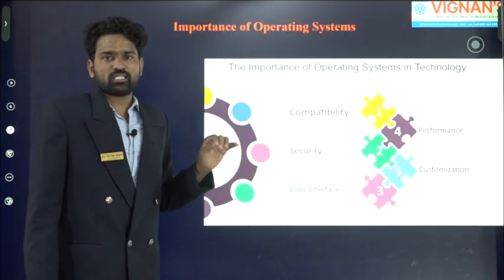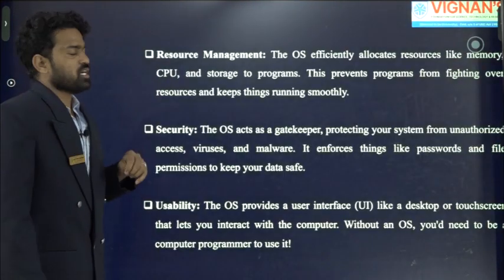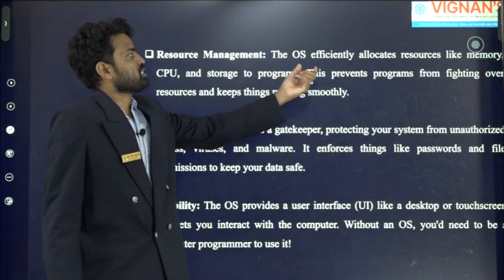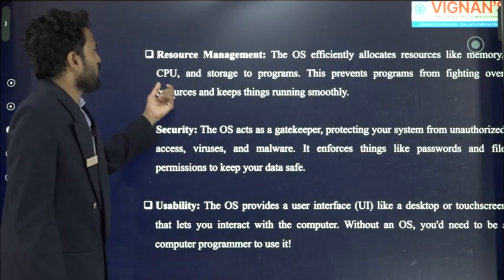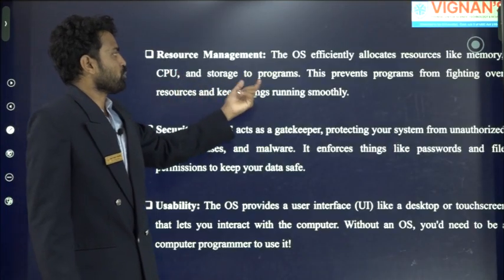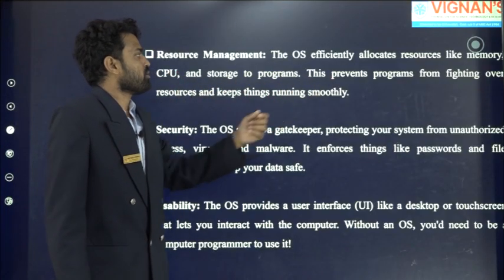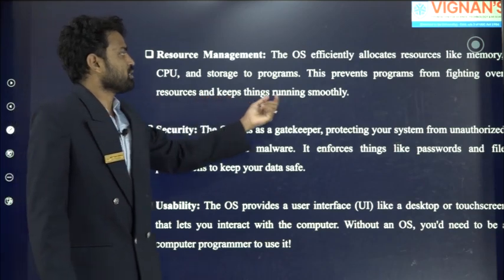Now what is the importance of operating system? First one is resource management. The OS efficiently allocates resources like memory, CPU and storage to programs. This prevents programs from fighting over resources and keeps things running smoothly.